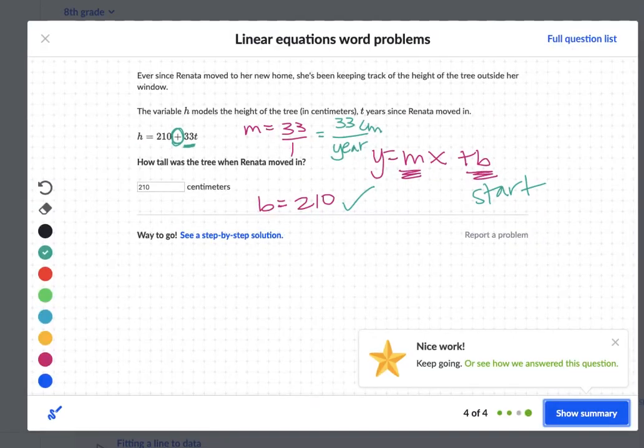Okay? So those are 3 examples of how you can solve linear equation word problems when you're given the equation. The key thing is to think, which one are you looking for, the change or the start? Let me know if you have questions as you're working on these problems, and I'll see you in class.